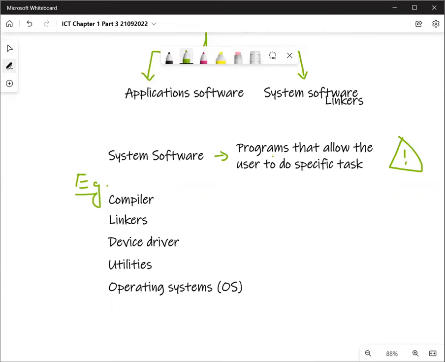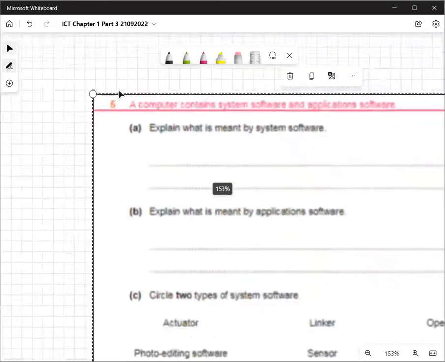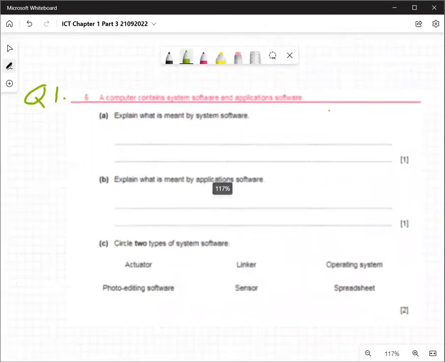Done? I'm going to give you a question. Niranjana, read the question. Explain what is meant by system software. So these are past paper questions. So like this, the questions will come. So we have to answer them. Yes, you have to answer them. There's no MCQ in ICT. So it's mostly question answers.